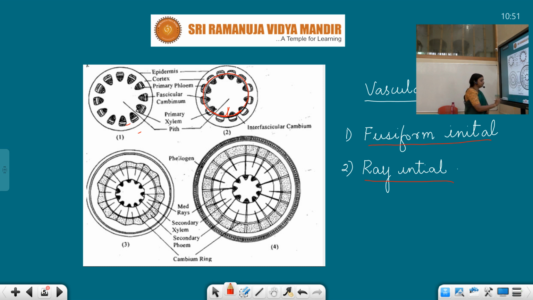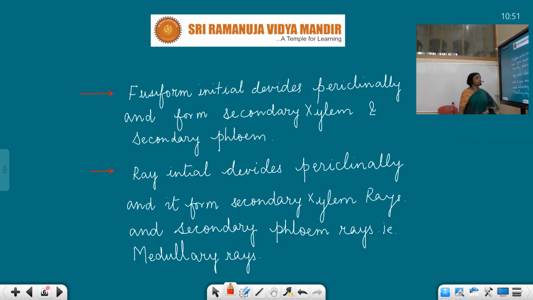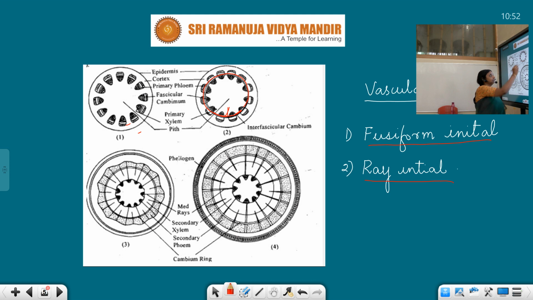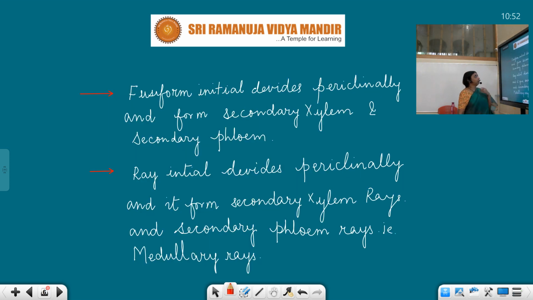So what is the function of the fusiform initial? Let's see. Fusiform initial divides periclinally, from the inner side and outer side. The fusiform initial undergoes division, and some cells are formed towards the inner side and some cells are formed towards the outer side. So this fusiform initial divides periclinally and forms secondary xylem and secondary phloem.